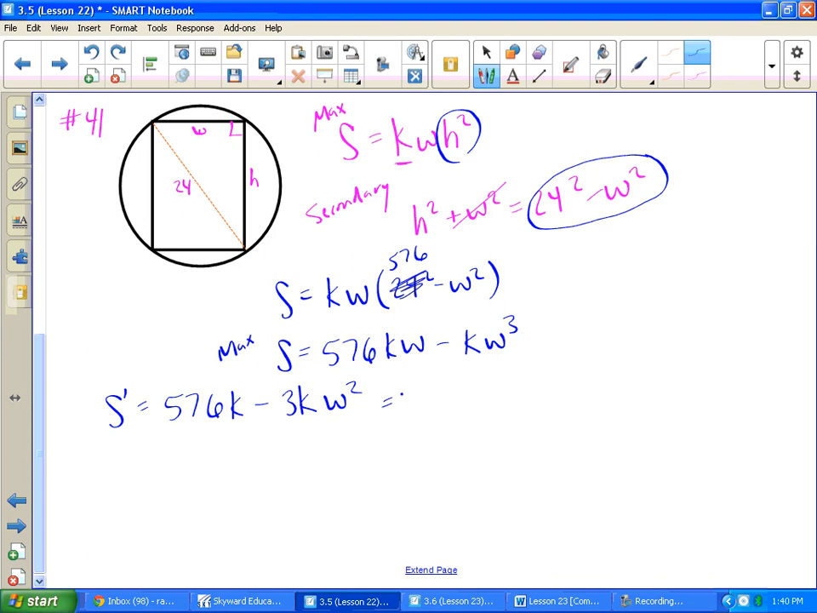So this equals 0. I'm going to go ahead and factor a k out of both of those. And I'm left with 576 minus 3w squared. You divide the k over? Yeah, the k can't be 0, right? So I can just get rid of that. So just go ahead and set this equal to 0, and then you can solve for your w. And you want the dimension, so once you have w, you have to plug it back in to find your h. Okay, I'll let you guys finish that one.